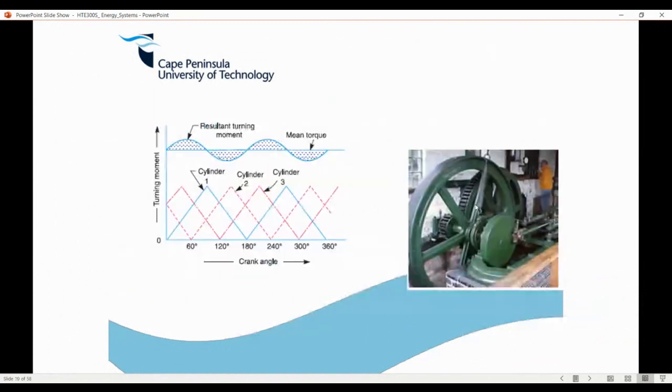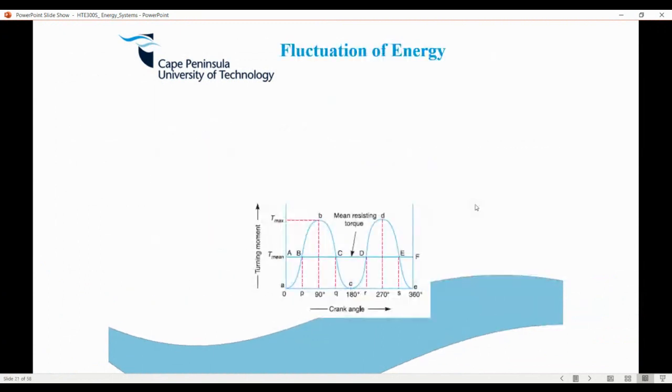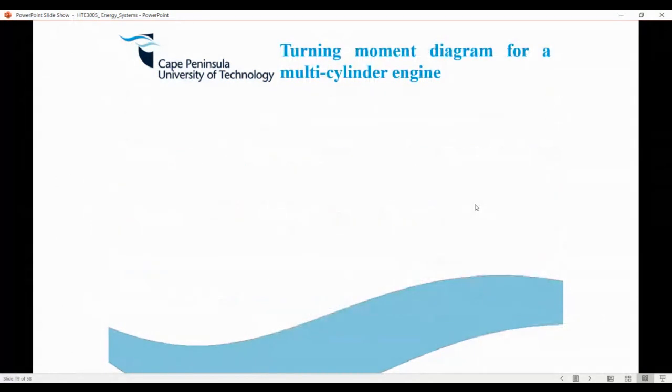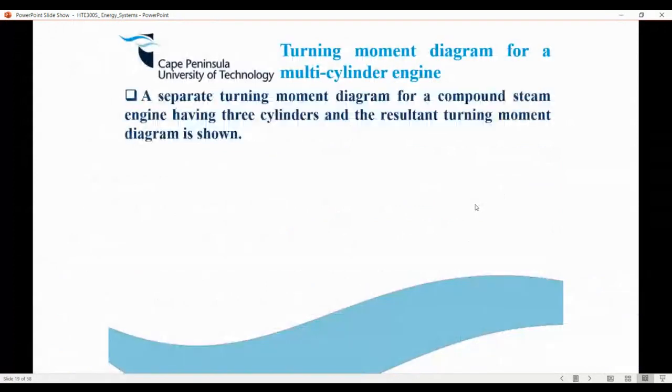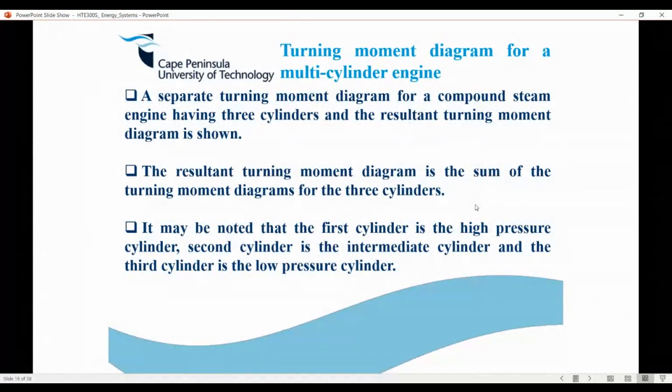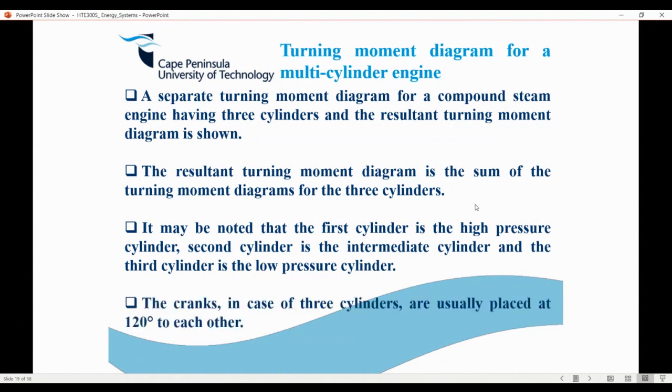is the multi-cylinder thing, which is very important. Definitely coming in test 2. So a separate mounting diagram. What this is saying is that the resulting turning moment diagram is the sum of the turning moments for the 3 cylinders. It must be noted the first cylinder is the high pressure cylinder, second is the intermediate, and third is the low. Doesn't really matter.